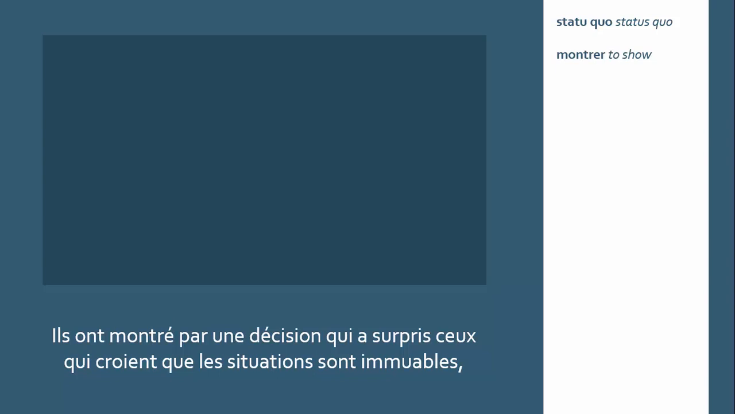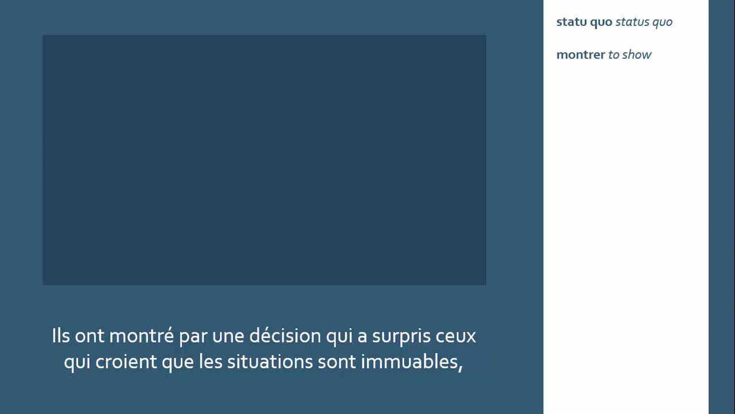So par une décision, literally by a decision, in English you'd probably say with a decision, qui a surpris, which has surprised, ceux qui croient, those who believe. English people have a tendency to say something like les personnes qui, the people who, les gens qui, the same, the people who. In French it's far more common and far easier just to say ceux qui, those who. Okay, you can say it in English as well, but French seems to prefer ceux qui to les personnes qui, les gens qui, just because it's a lot shorter, right?